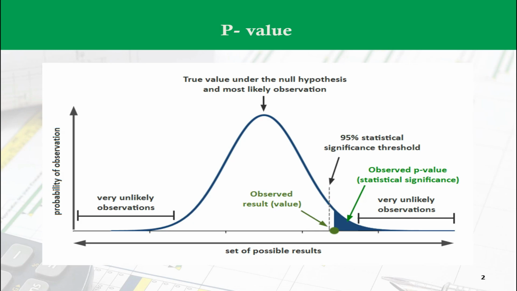A p-value less than 0.05, typically less than or equal to 0.05, is statistically significant. It indicates strong evidence against the null hypothesis, as there is less than a 5% probability the null is correct. Therefore, we reject the null hypothesis and accept the alternative hypothesis.